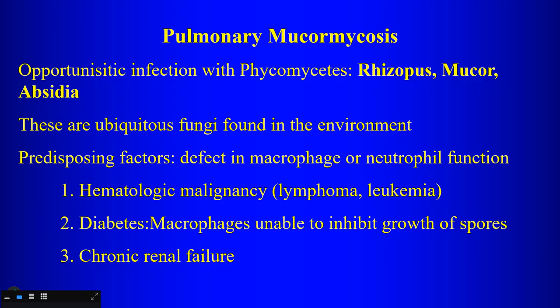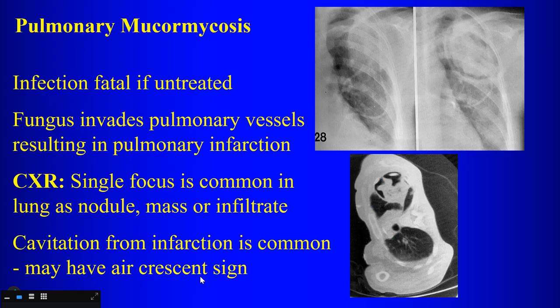So pulmonary mucormycosis. So this is opportunistic. These are molds, so they're found all over the environment. So the predisposing factor here is going to be some underlying immune problem. So defect in macrophage or neutrophil function. Hematologic malignancy, diabetes, especially diabetics, unable to inhibit the growth of spores. So diabetics are prone to these mold infections, these mucormycoses, and then chronic renal failure also. Okay?